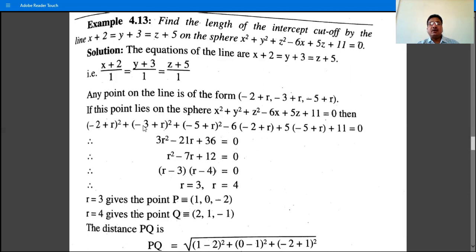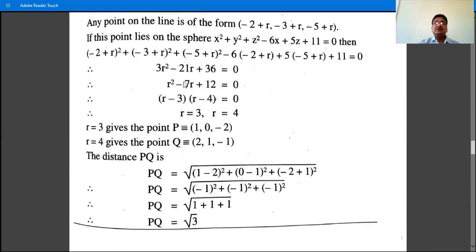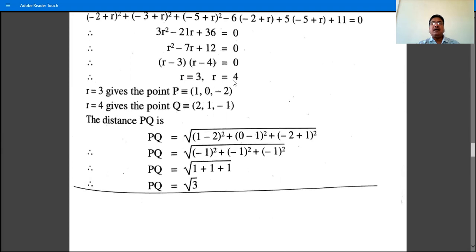Again, the square of this bracket is what? 9 minus 6r plus r square. The square of this bracket is what? 25 minus 10r plus r square. Then multiply by minus 6, multiply by plus 5, and add and subtract the terms of r square, r and the constant term. We have this. Dividing by 3, we have this equation: r square minus 7r plus 12 is equal to 0. If we factorize this equation, we have (r minus 3) and another bracket (r minus 4). The product of minus 3 and minus 4 is plus 12, and the sum of minus 3 and minus 4 is minus 7. So the values of r are 3 and 4.